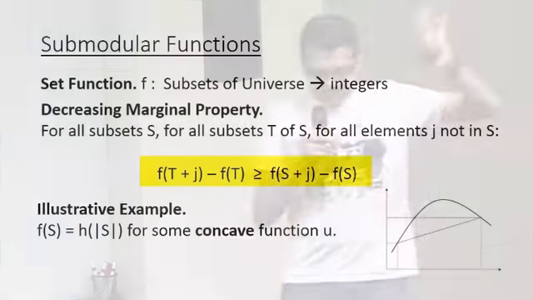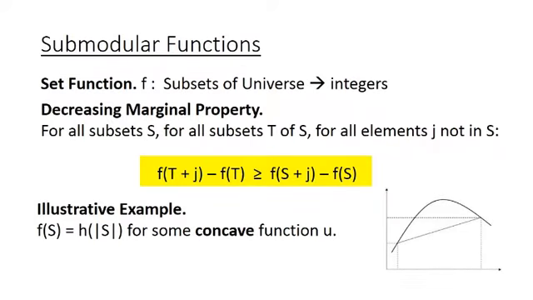An illustrative thing to keep in mind is the following submodular function. Given a set S, the value is just a convex function on the size of the set. So this marginal utility just corresponds to decreasing derivatives.